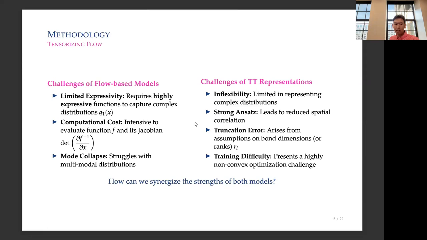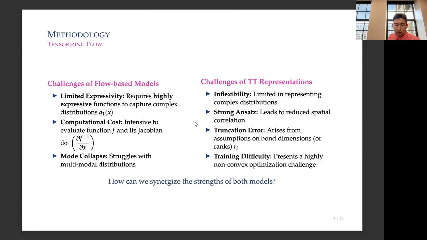And flow-based models also suffer from mode collapse. It means that they may struggle with multimodal distributions, for example the Gaussian mixture, because you have to split one Gaussian distribution into multiple Gaussians, so it is not that easy to do. And okay, now let's move on to talk about tensor train representations.